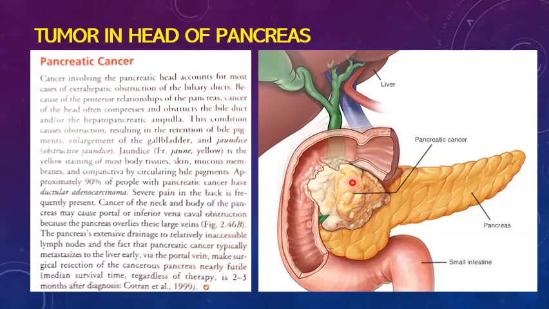pyloric obstruction. So this tumor in the head of the pancreas may compress the bile duct, resulting in jaundice, may compress on the portal vein, resulting in ascites. Sometimes it may compress onto the pyloric end of the stomach, causing pyloric obstruction. So this is the tumor in the head of the pancreas.